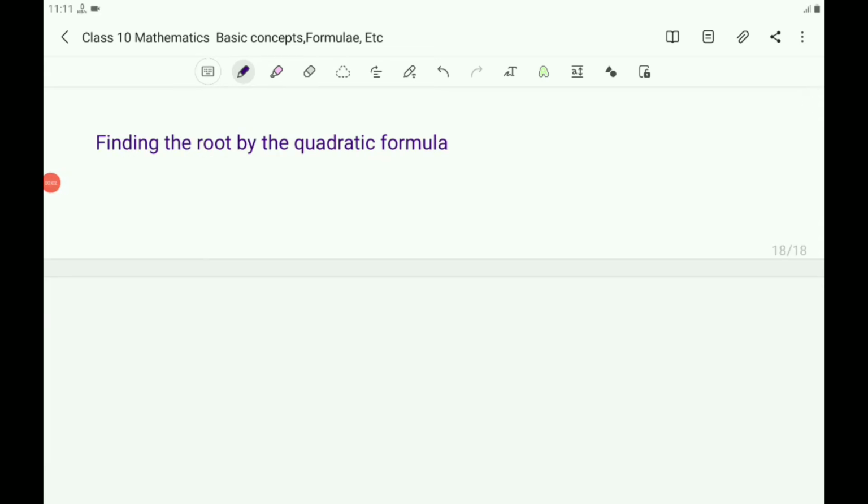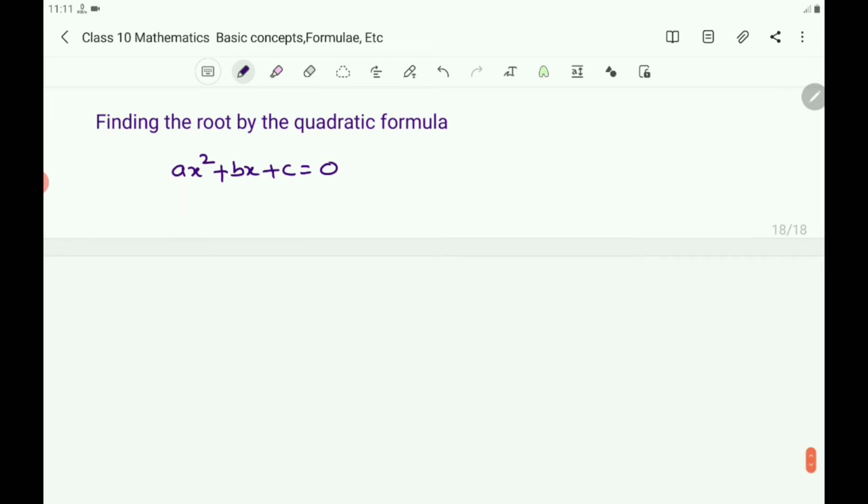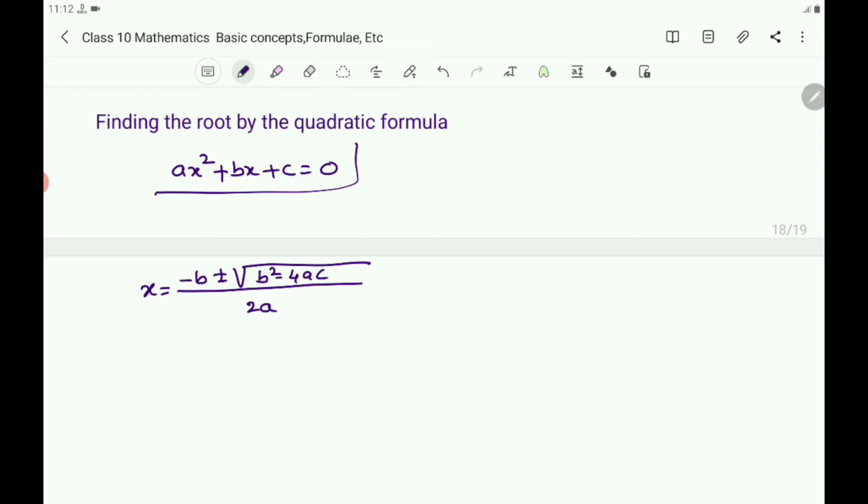You know the standard or general form of the quadratic equation. What is that? That is ax² + bx + c = 0. Then what are its roots in terms of a, b and c? It is x = (−b ± √(b² − 4ac)) / 2a. These are the roots of the quadratic equation ax² + bx + c = 0.